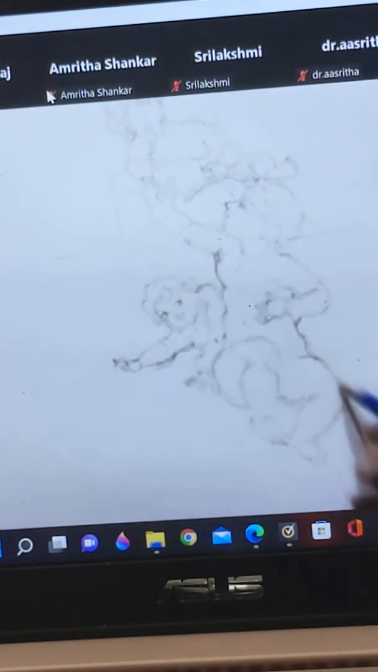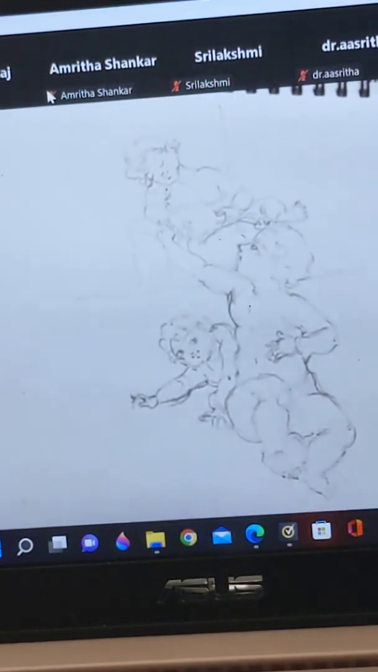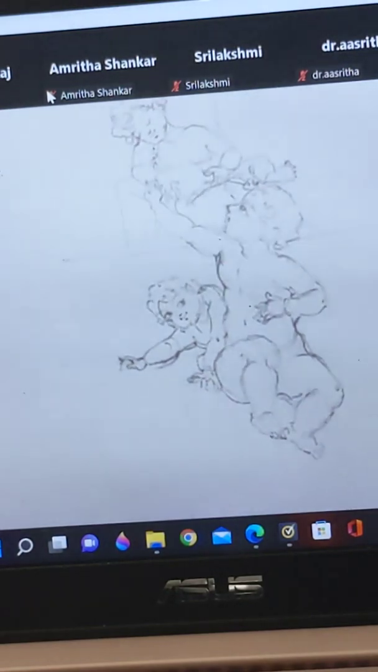So you can have, if you do have babies at home, you definitely can observe them and draw. Or you can take reference pictures from photographs or magazines.